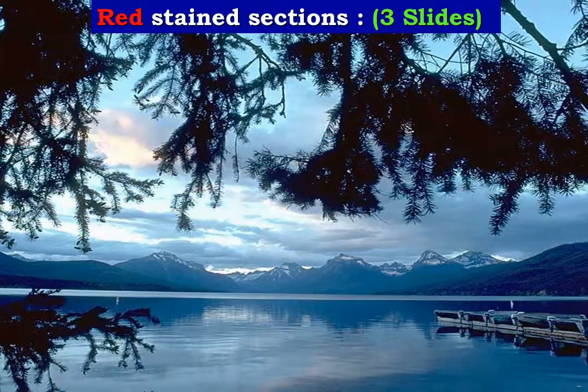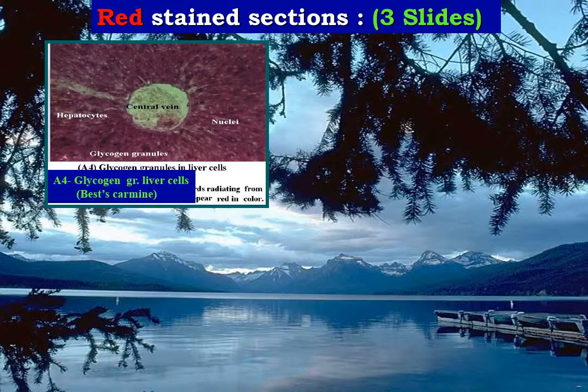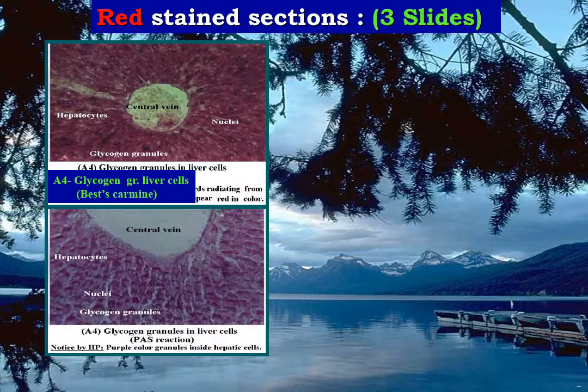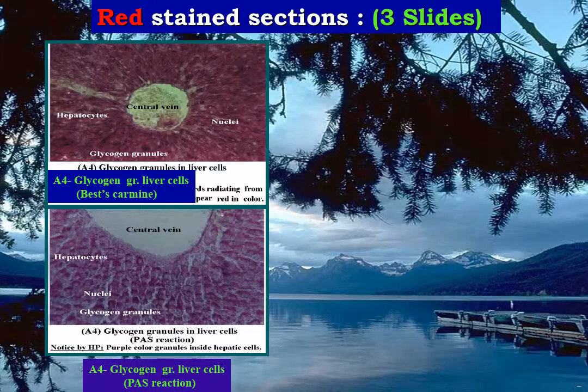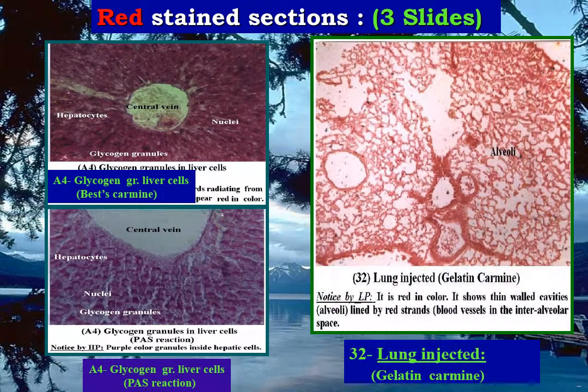Red or purple stained sections. Glycogen granules in liver cells stained with best carmine appear as red granules. Glycogen granules in liver cells stained with periodic acid Schiff, PAS, appear as purple granules. Adult lung injected with gelatin carmine appears red in color.